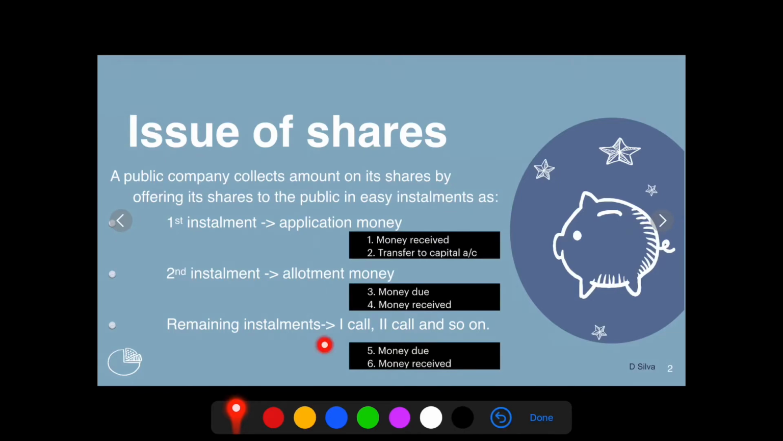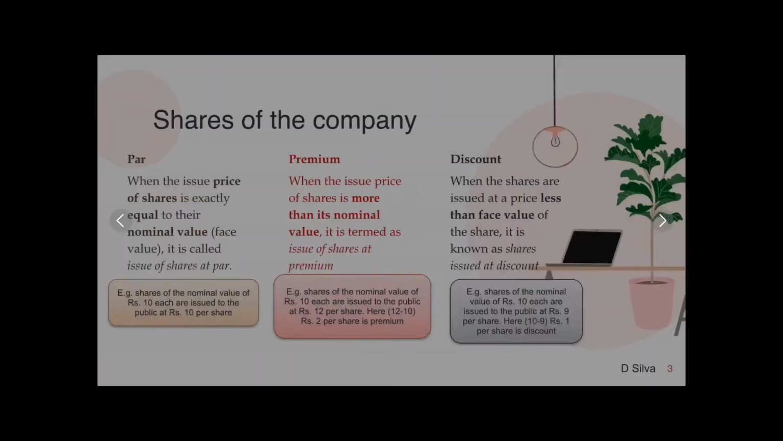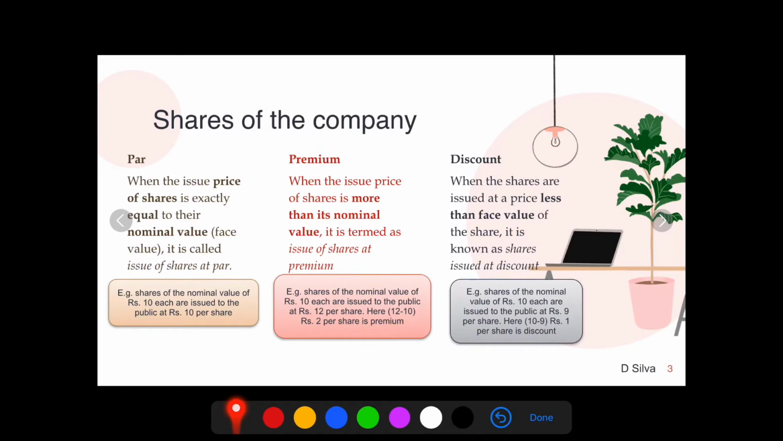Moving ahead, the company may issue the shares, and when they issue the shares, it can be at par, premium, or discount. Again, follow the previous video for the entire explanation of this slide.